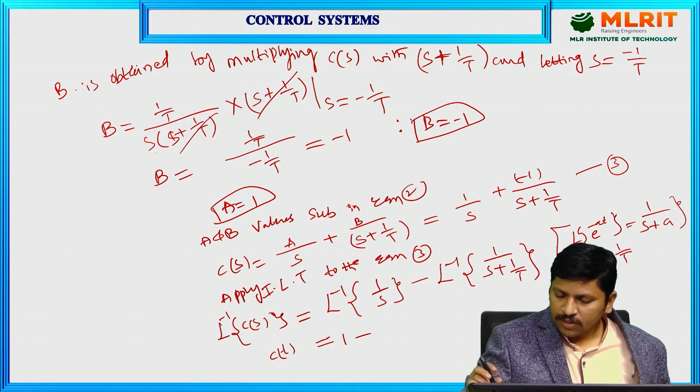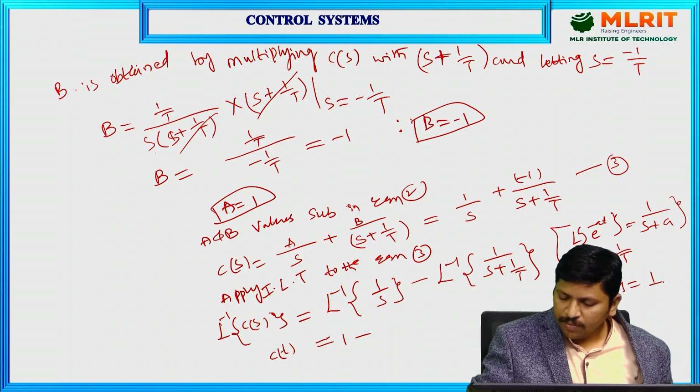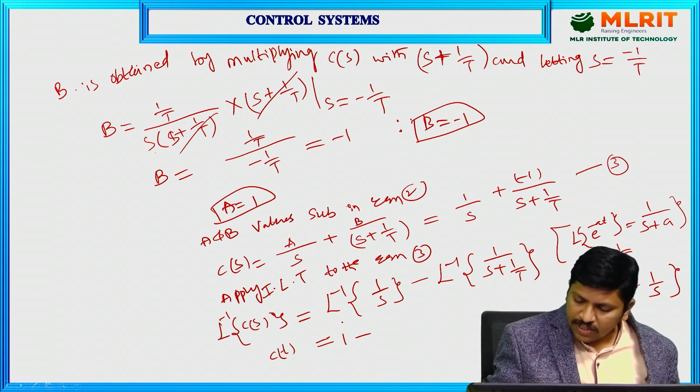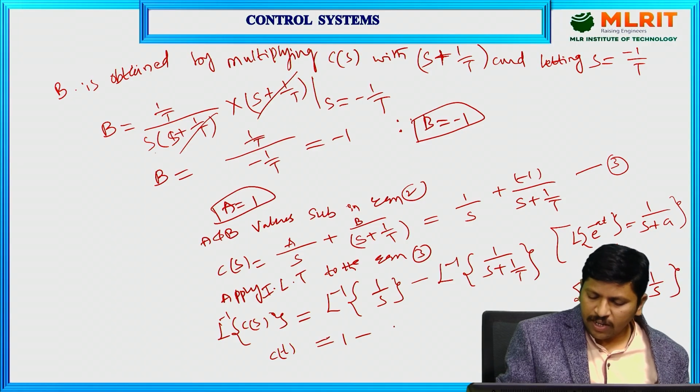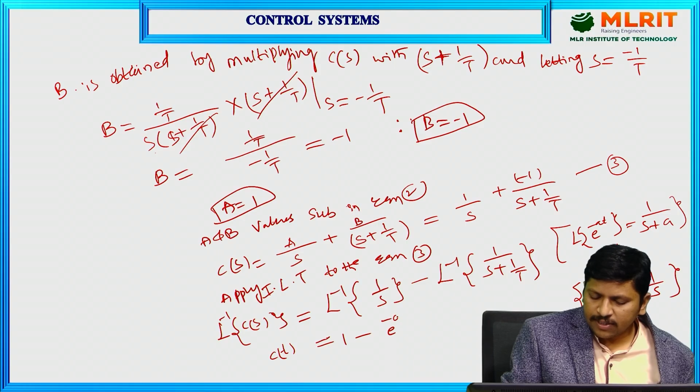The Laplace of 1 is nothing but 1 by S. So these two formulas just apply here. The inverse Laplace of 1 by S is nothing but 1. So here 1 minus the inverse Laplace of 1 by S plus 1 by T is nothing but e power of minus A, and in place of A just substitute 1 by T. So e power of minus 1 by T, and T is there again, so T.